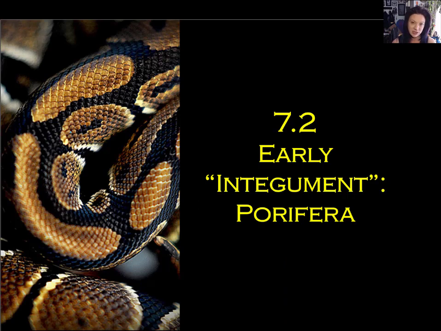We will start our discussion of integument with pseudo-integument, you could say. We're going to look at phylum Porifera first, which, as you'll recall, doesn't have any true tissues, which means technically they can't have integument, since integument is an organ made out of tissues. Instead, what they have is a layer of cells that acts as an early integumentary system.